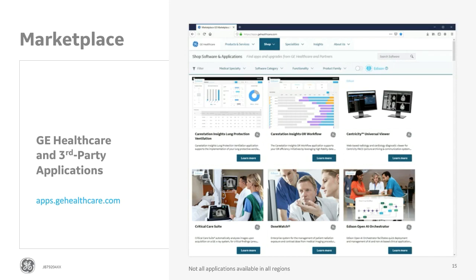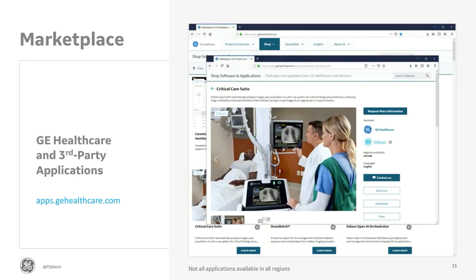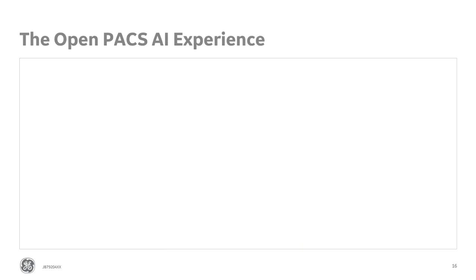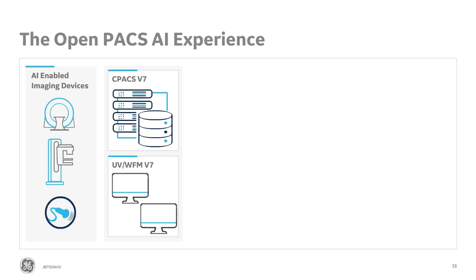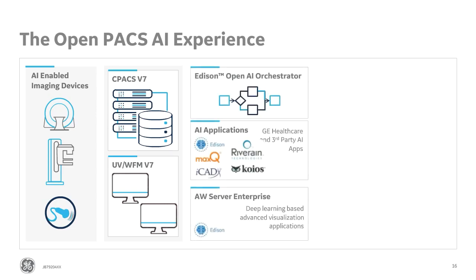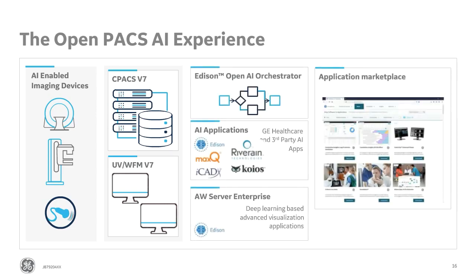So all this adds up to what we call the Open PACS AI experience, as it allows our Centricity PACS to incorporate and utilize AI results coming from a wide variety of sources. It can come directly from a scanner or an edge device connected to a scanner. It can be acquired from GE Healthcare or a wide variety of third-party AI vendors. It's orchestrated by a flexible and scalable workflow engine that's part of the PACS, and it's flowed to your radiologist's existing reading workflows through a uniform and seamless experience, both in the Centricity Workflow Manager and the Universal Viewer.